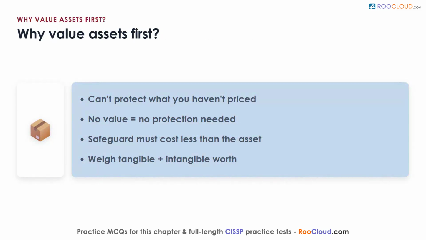Why value your assets before anything else? Because you cannot protect sensibly what you have not priced. An asset-based analysis starts by inventorying everything the organization owns, then assigning each item a value. If an asset has no value, it needs no protection. And a safeguard should never cost more than the asset it protects. It makes no sense to spend $100,000 guarding something worth $1,000.